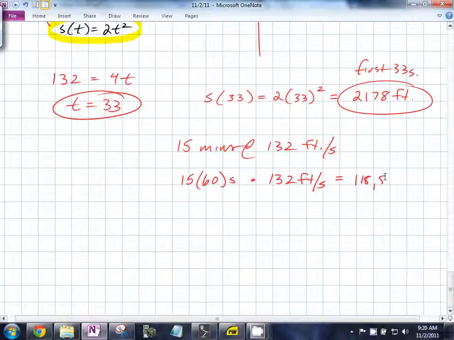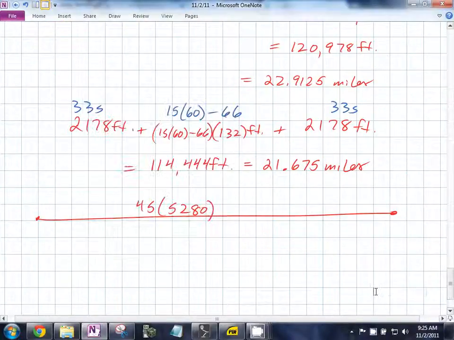So the point is, it's accelerating and it's decelerating. We know it's 33 seconds, right? And we know it's 33 seconds. How far does it go? 2178 feet, right? 2178 feet, correct? We don't know the time in the middle, but we know how far it has to go.